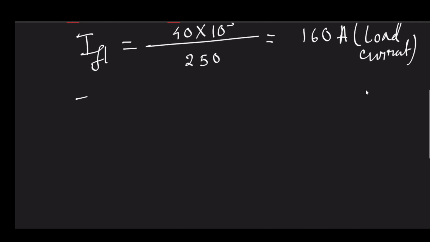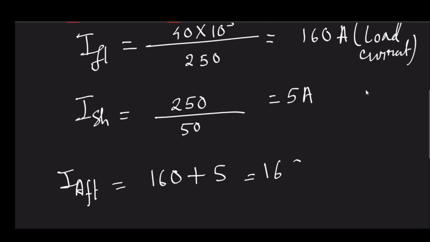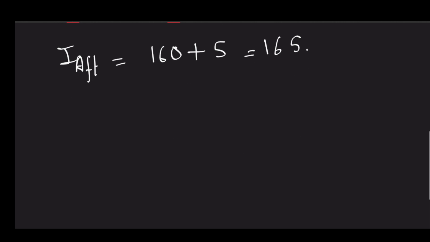So what about shunt field current? What is shunt field resistance? 50 ohm. So 250 by 50 is equal to 5 ampere. What is total IAFL? IAFL is equal to 160 plus 5, that is 165.